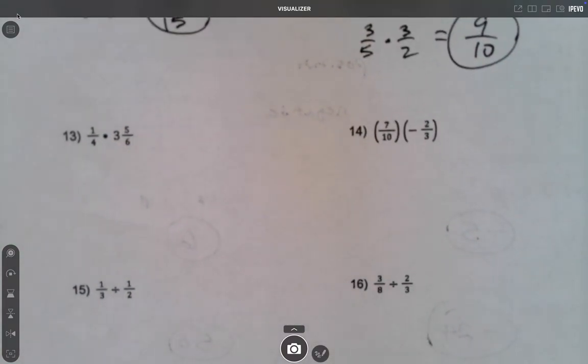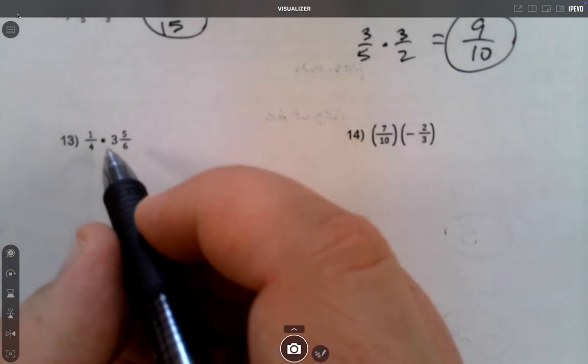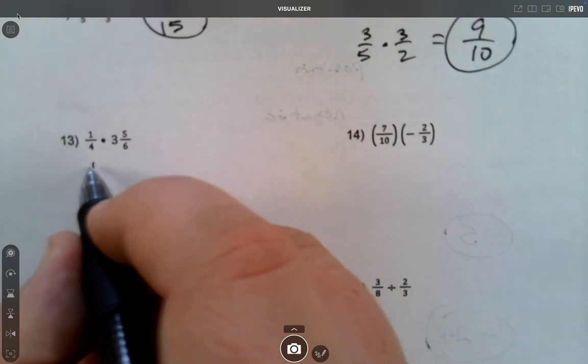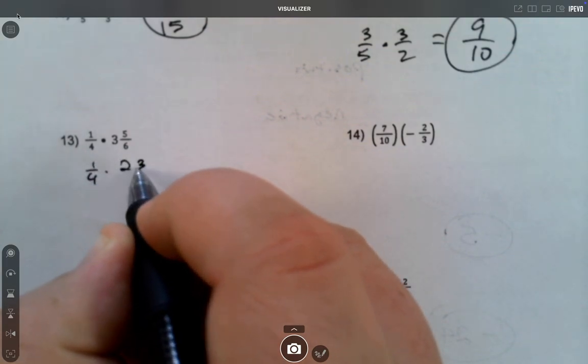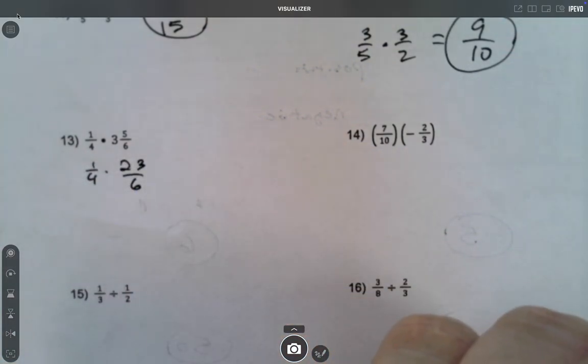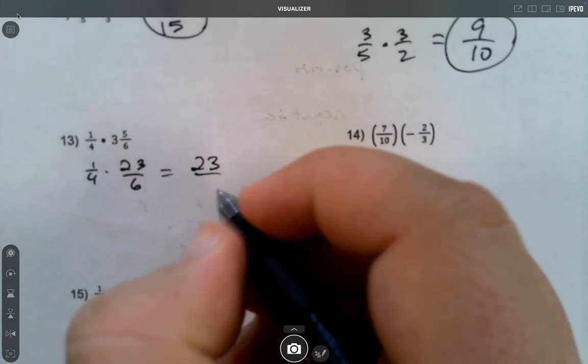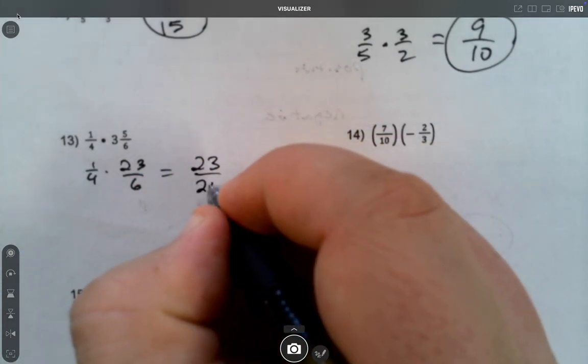And we'll follow the same method with 13, because we have to change the mixed number into an improper fraction. 3 times 6 is 18. 18 plus 5 is 23. Nothing can be canceled out. So on top we do 1 times 23. On the bottom we do 4 times 6.